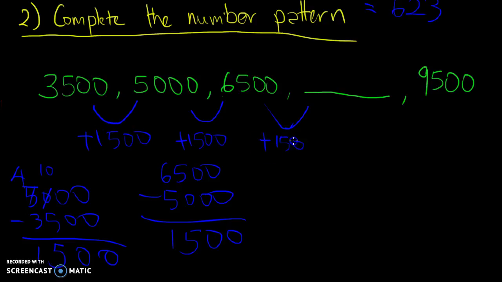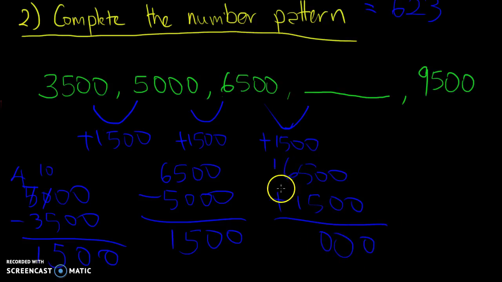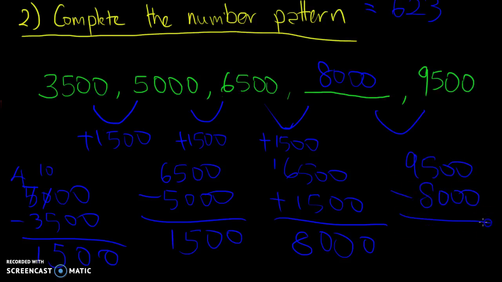So from here, I know I have to add 1,500, and I add it to this. Seven, 8, and I'll find that I have 8,000 here. And lastly, after I find my answer, I don't just end here, because I need to confirm my answer. How do I do that? I try to find out what is the jump here. So I take 9,500 minus 8,000, which should give me 1,500. And from here, I know that this is correct. And that is how I complete these two questions.